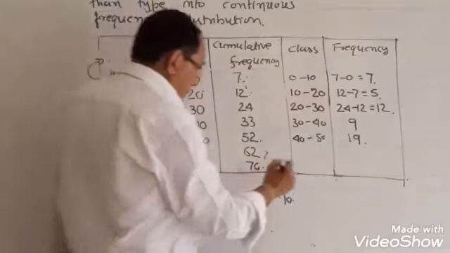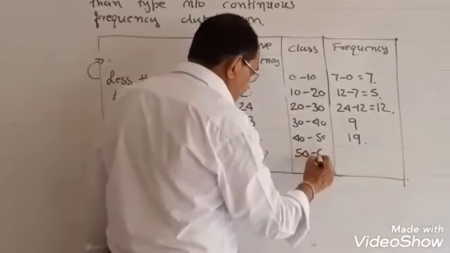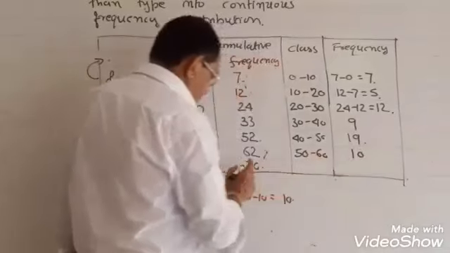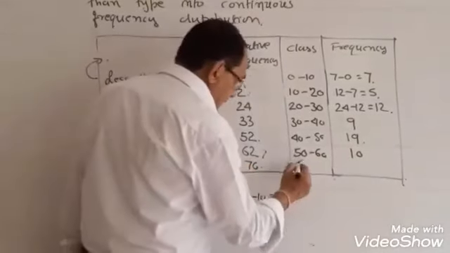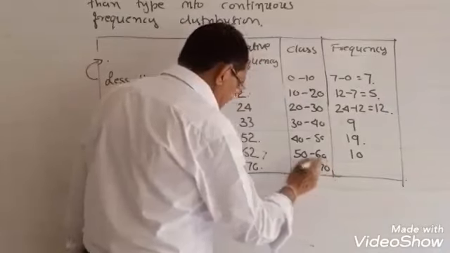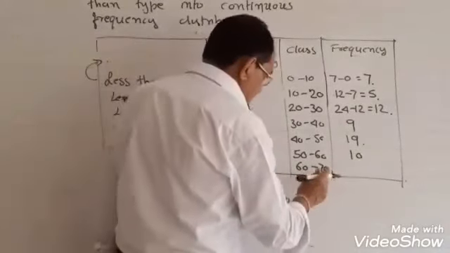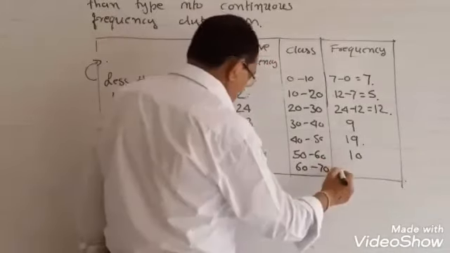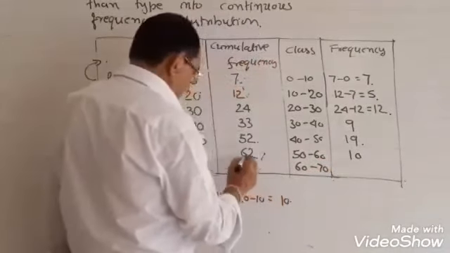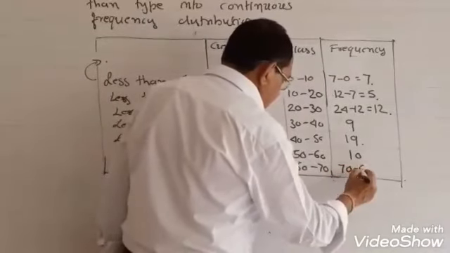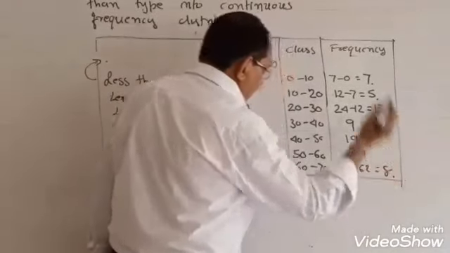50 to 60. How many students will be there? 62 minus 52, 10. 60 to 70. How many students will be there? 70 minus 62 is equal to 8.